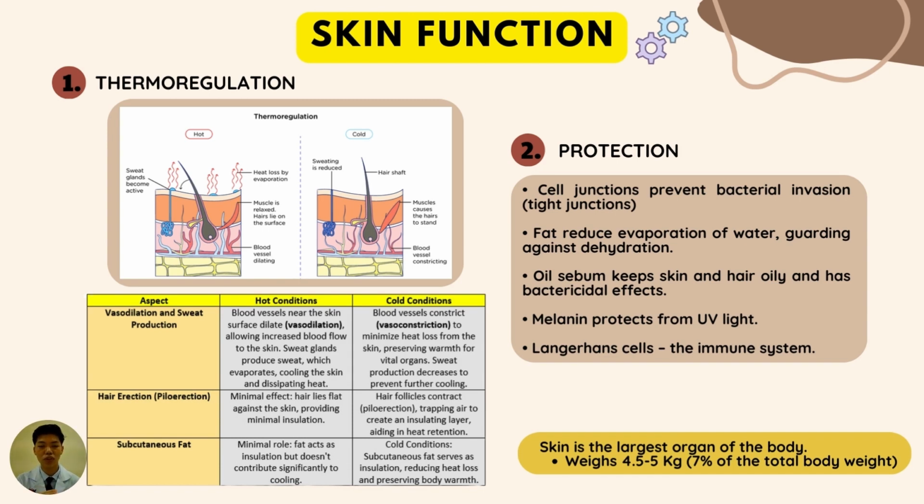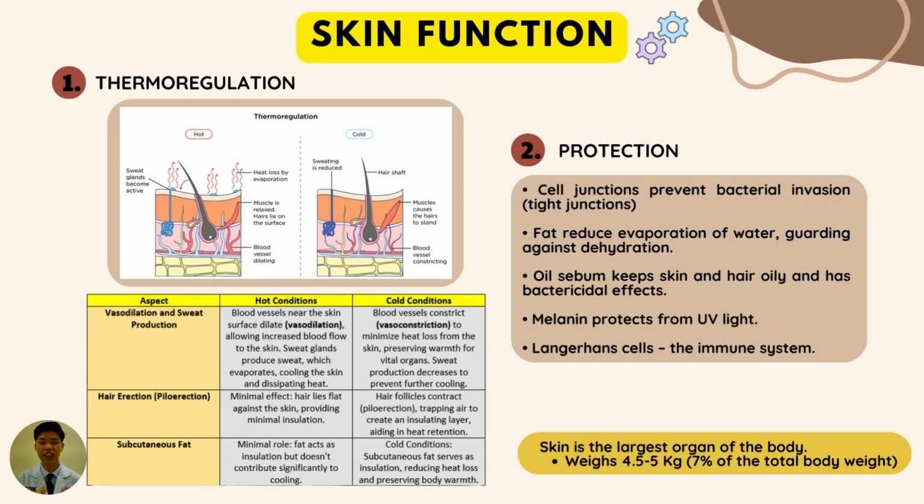And then we will move to cold condition. The blood vessels will constrict, vasoconstriction, to minimize heat loss from the skin, preserving warmth for vital organs. Sweat production will decrease to prevent further cooling. And then the hair follicle will contract, or the term is piloerection, trapping the air to create an insulating layer, aiding in heat retention. And then the subcutaneous fat during cold condition serves as insulation. It will reduce the heat loss and preserve body warmth.